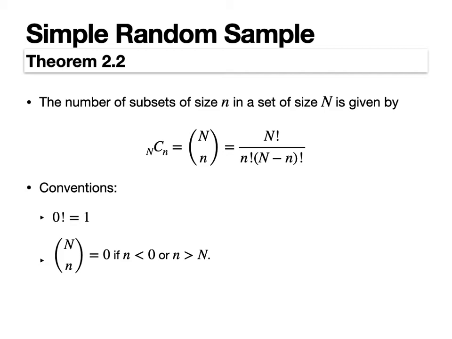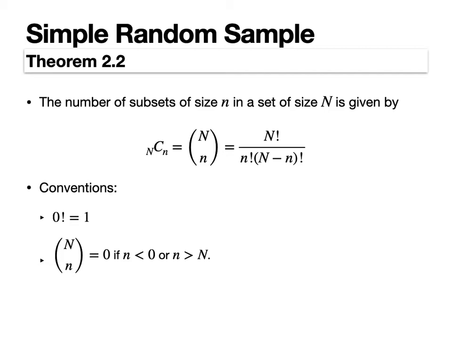And a second convention we're going to use is that capital N choose little n is equal to 0 if basically the numbers capital N and little n together don't make sense, right? Like if you're trying to choose a subset of size -1 from a set of size 5, there's no ways to do that. So that makes sense that that would be 0.